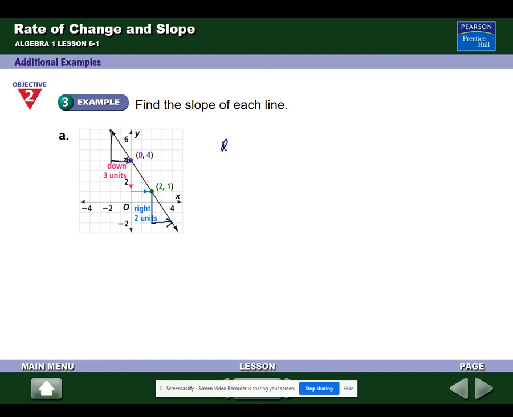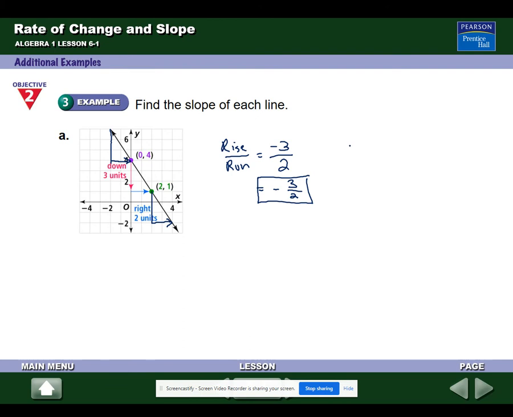That would be rise over run, which is down 3. That's negative 3. Rise is up and down. Run is left and right. And since we're going right, that's positive. That'd be 2. So it's the fraction negative 3 over 2. That's your rise over run.